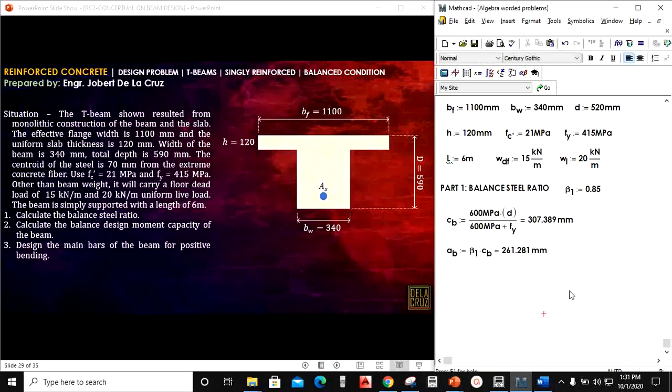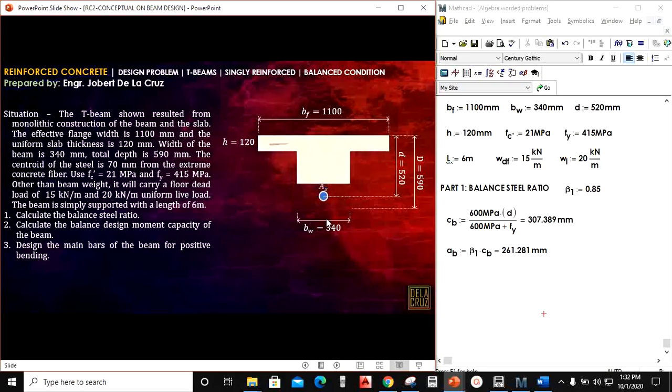That one. So after this, take note that our A balance, lumagpas siya sa ating H or the thickness of the slab. So by looking at this figure, and by the way, no, the effective depth pala natin is 520 millimeters. That is just 520 minus 70 mm. This one. Okay? Now, ito yung mangyayari. Ito yung A balance natin and lumagpas siya sa ating thickness.